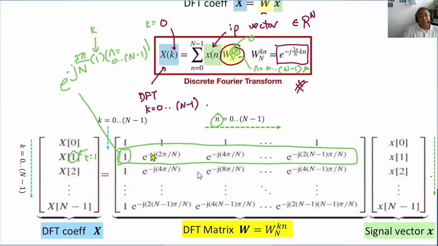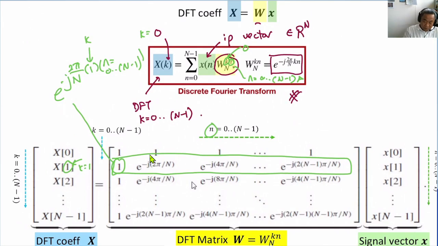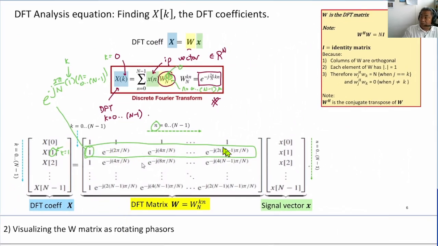You realize that again this is a rotating phasor. The only difference to the previous slide was that there's a minus sign here, and this minus sign makes the rotating phasor rotate in the clockwise direction. So now you can fill up this matrix, and we call this the DFT matrix W. The elements are specified by this notation over here. Let's now visualize this W matrix another way.